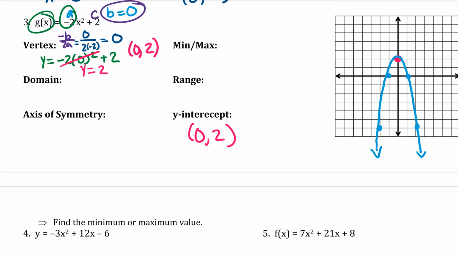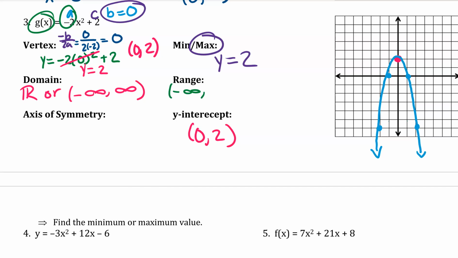This one is facing down, so I do have a maximum. My maximum is going to be at y equals 2. Again, domain, easy point on your test. It's always all real numbers or -infinity to infinity, whichever way you're doing it. The range, this time my y's are getting smaller. So if I'm using that interval notation, if they're getting smaller, they're going towards -infinity forever.